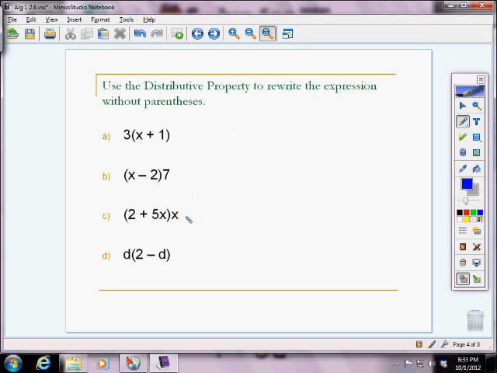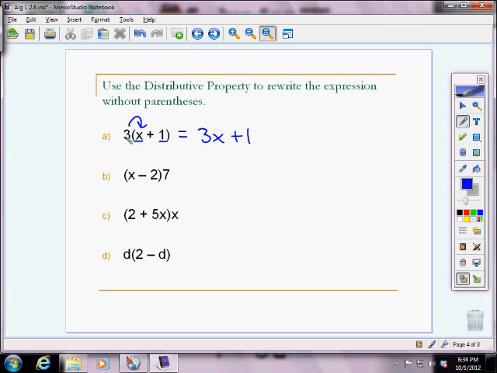Notice the directions say use the distributive property to rewrite the expression without parentheses. If you look at this example here, we have 3 times the quantity x plus 1. If we want to rewrite that without parentheses, we need to distribute the 3 to everything in parentheses. So often I see people get this part right and they say, oh, okay, we can multiply 3 times x, but then they just say plus 1.